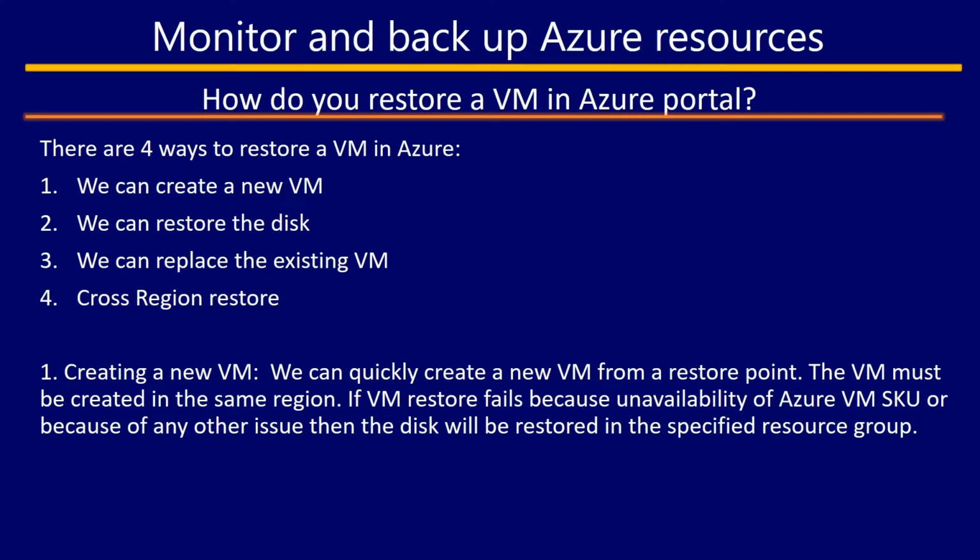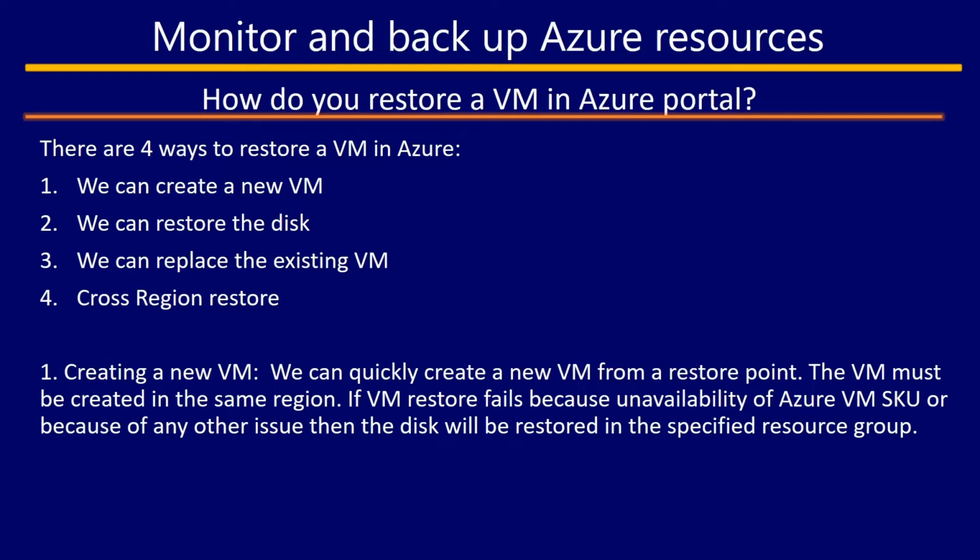The next question also is from Monitor and Backup Azure Resources. Question is, how do you restore a VM in Azure portal? There are 4 ways to restore a VM in Azure. First is, we can create a new VM. Second, we can restore the disk. Third, we can replace the existing VM. 4, cross-region restore.